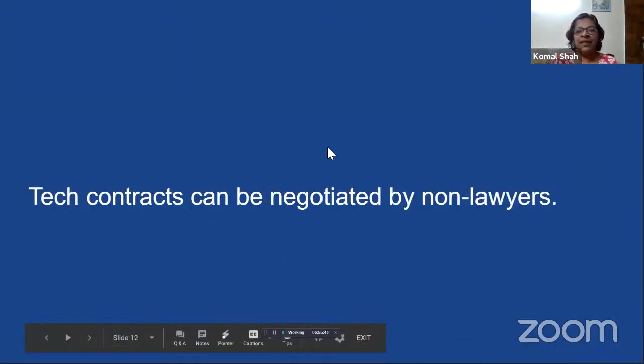Tech contracts may be or can be negotiated by non-lawyers. Very, very much possible. There will be businessmen or entrepreneurs on one side who are availing, who are dealing. There can be providers on the other side who are techies. There can be receivers who are techies or businessmen. Neither of them may be lawyers, but they know very well the aspects of the transaction that they are entering into. Okay, they may not know legal jargon, they may not know all of those things, but they know exactly what they are doing there.